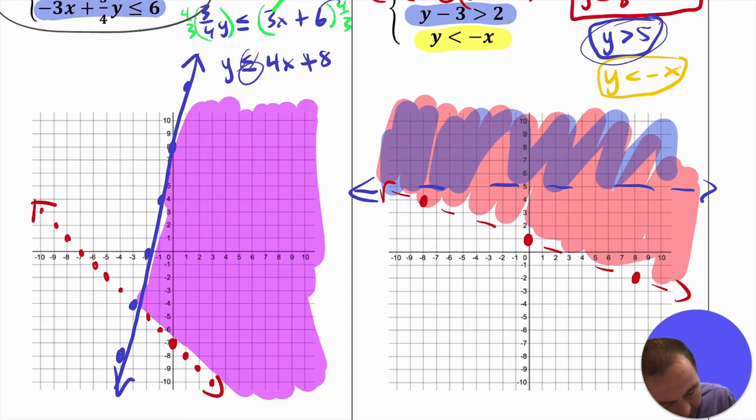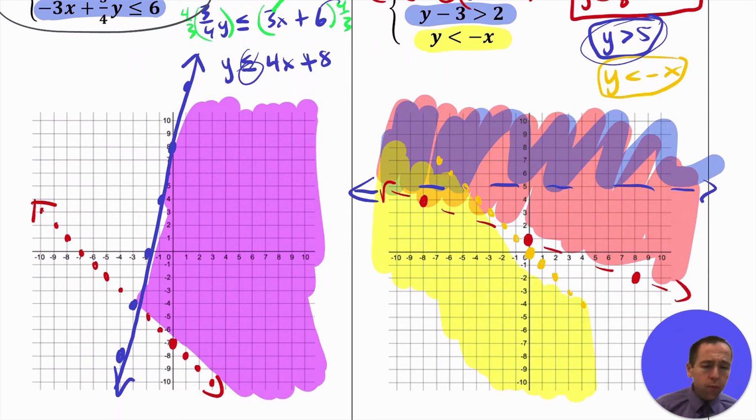And then finally with the yellow there, y is less than negative x, so that's going to go through 0 and then have a slope of negative 1 like you're seeing there. And that also is just going to be kind of dashed, so I'll just leave that dotted. We do want this to be below the line, so we're going to want to shade just this stuff down here below the yellow line.